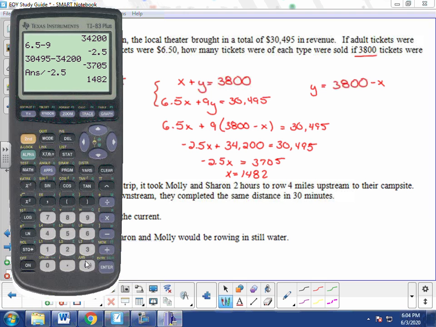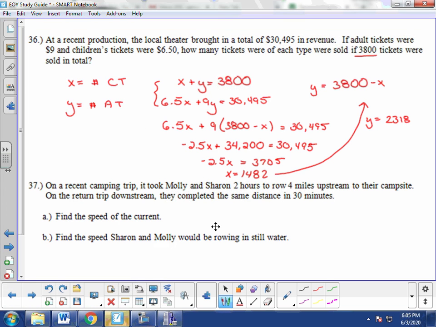Then I could go ahead and solve for y by substituting here. So I'll just do that in the calculator. 3,800 minus 1,482. Y equals 2318. So what I know here is 1,482 children's tickets were sold and 2,318 adult tickets were sold.